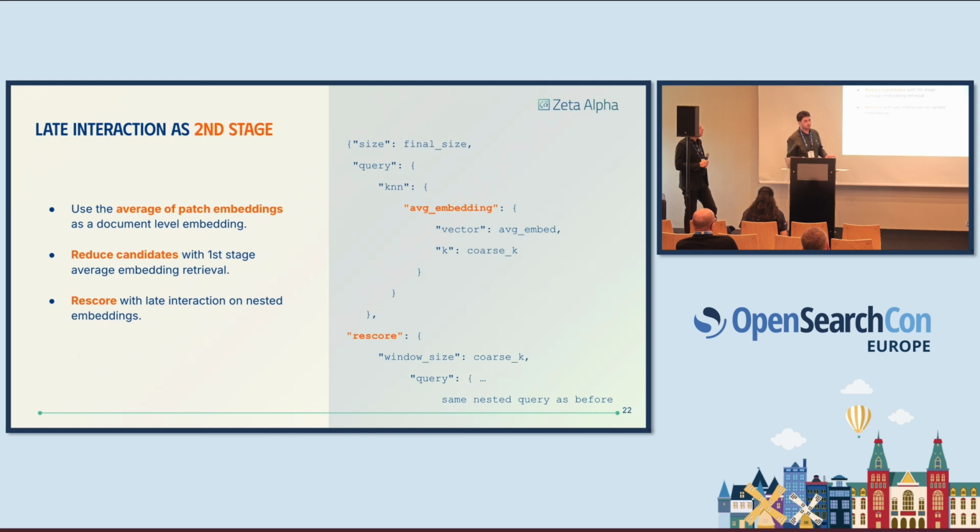So what do we do? We use late interaction as a second stage. So here is a two-stage retrieval query. We use the average embeddings as our first stage. This is just arbitrary. You can use anything else you want. And then we get some candidates from there, and then we rescore with the late interaction. Since now we have a lot fewer documents to rescore, our late interaction performs a lot better. So it's much less of an approximation and is a lot faster.